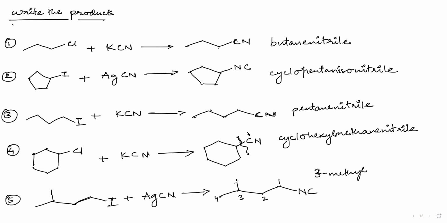Substituent first, the 3 methyl. Here we have 3 methyl. Then we have how many? 4. That is why we will write butane, isonitrile. Okay. So copy those.